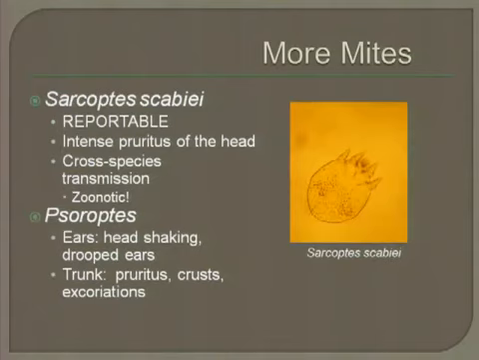All right, let's move on to the other mites. Sarcoptes scabiei is rare and it is reportable, and it causes very intense pruritus of the head and then can become generalized. Cross-species transmission is very common. So scabies, as you know, likes to jump ship. It likes to go to other animals. It likes to go to people as well. So if all the people in the house are very itchy, this should be one of the things that you think about.